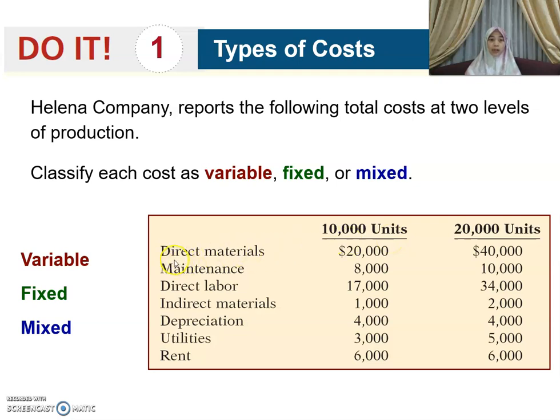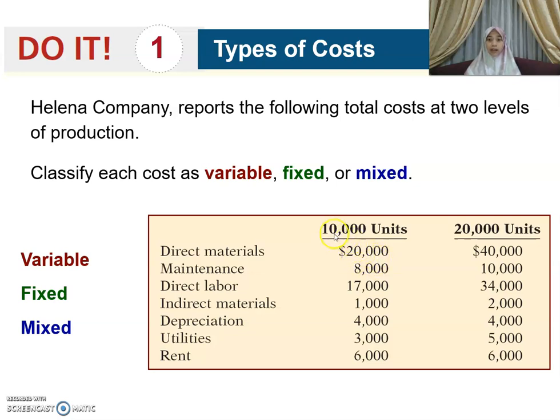Okay, let's look at your direct material. Is that a variable cost? Is that a fixed cost? Is that a mixed cost? How are you going to determine whether it is variable, fixed, or mixed? You can take the cost per unit, so that's why you have to understand the behavior of the cost that we have looked into previously. In this case, your total material cost is 20,000 ringgit. So what is the cost per unit?